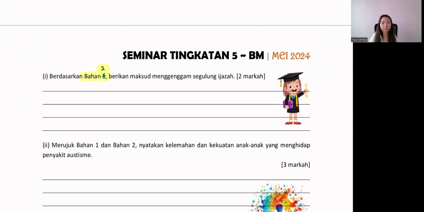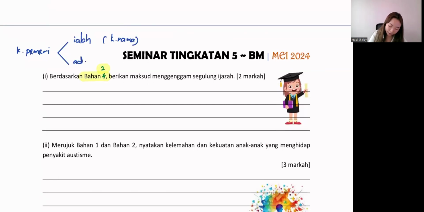Why I don't recommend you to write maksud menggenggam segulung ijazah ialah or adalah. Because for this one, ialah and adalah are the kata pemeri, isn't it? And I told you, for the kata 2, it's purely the tata bahasa. So your teacher is very particular on the tata bahasa part. Kata pemeri ialah can only be used for kata nama. Adalah is for adjective and also kata sendi nama. That's the reason why it is best that you use bermaksud.